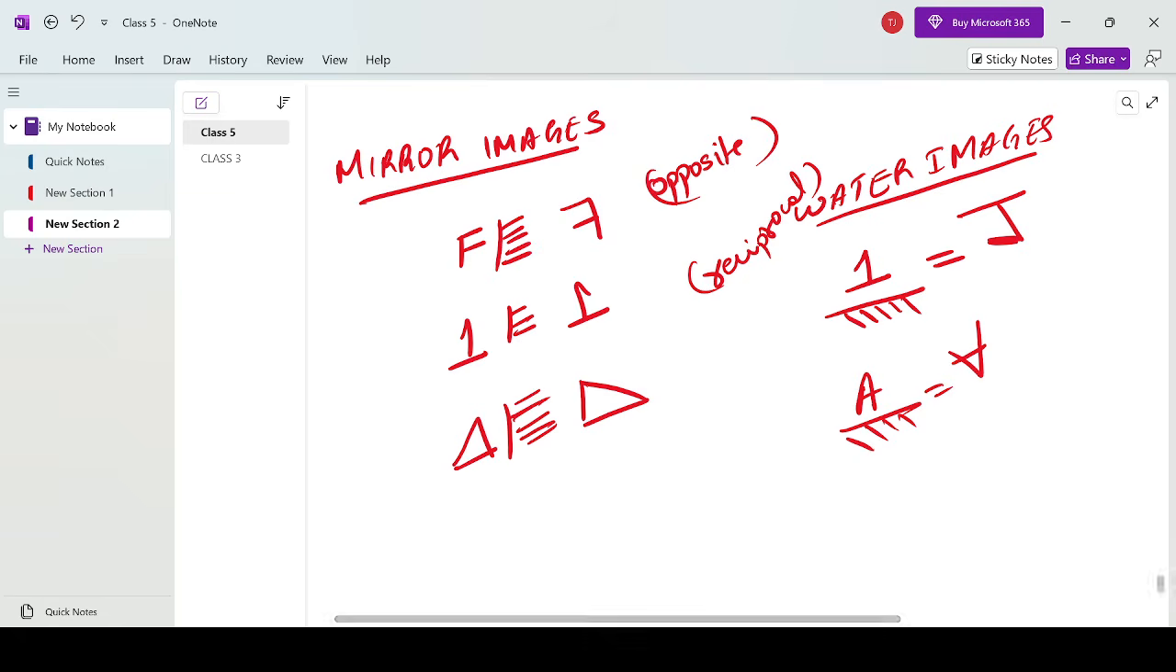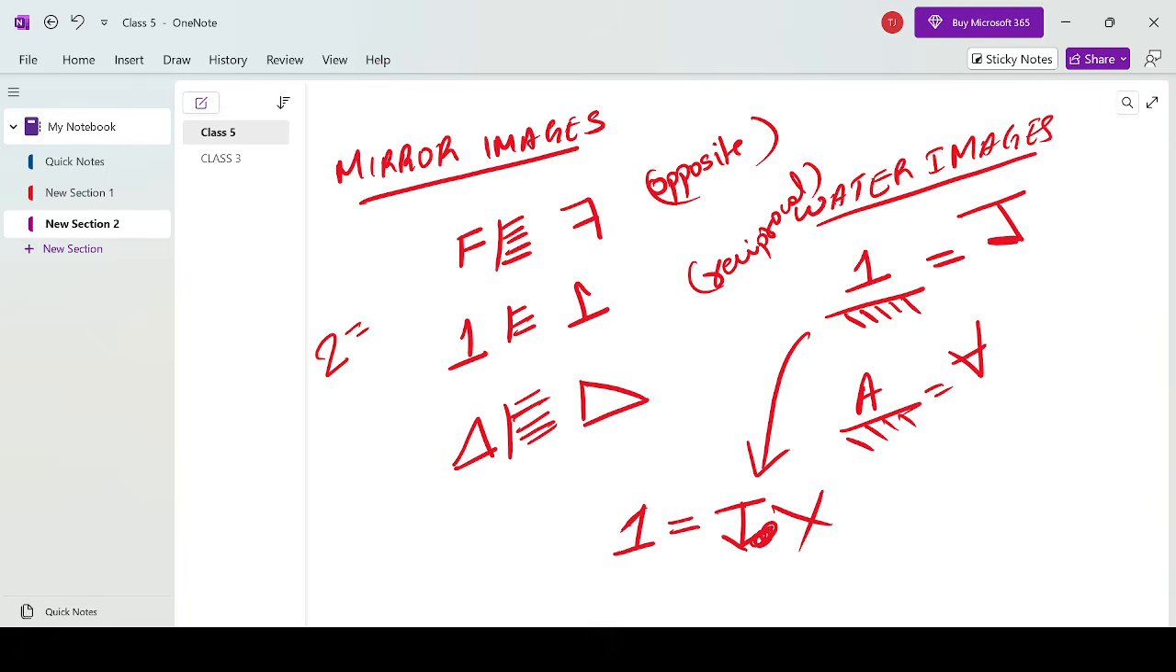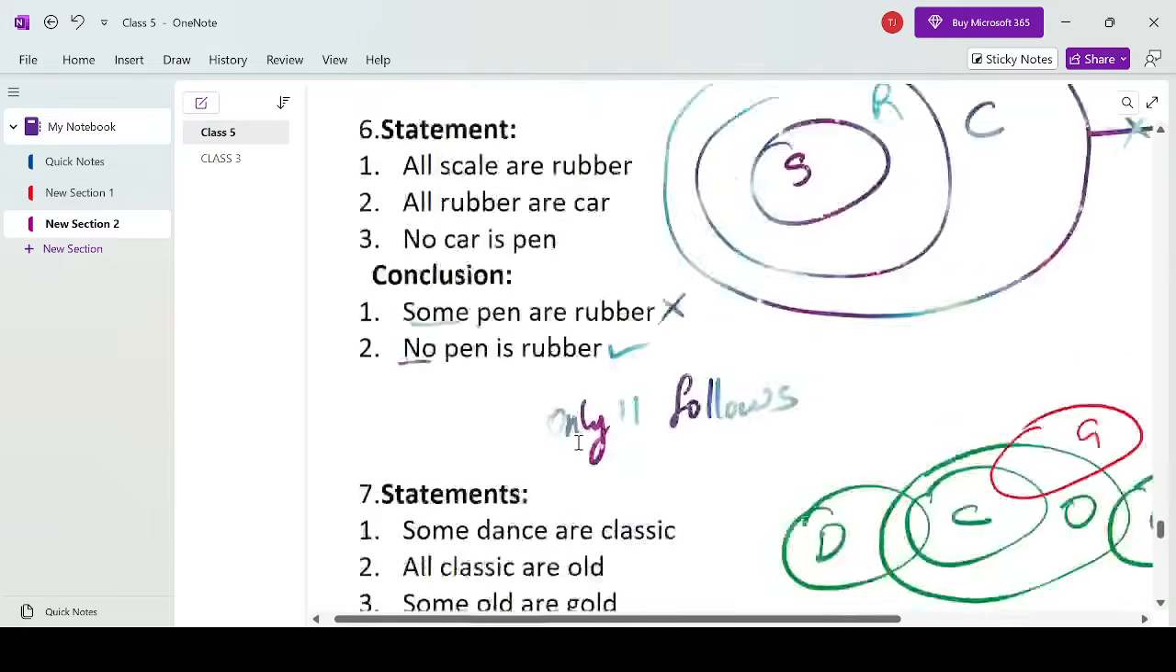If it is a water image, turn everything upside down, do not take it opposite, right? By mistake, probably for a water image you do a 1 like this, if it becomes like this, this will be wrong because the sign is on the left side, that means it should remain on the left side. On the other hand, in the mirror image, if 2 is like this then you will get something like this. So keep that in mind.